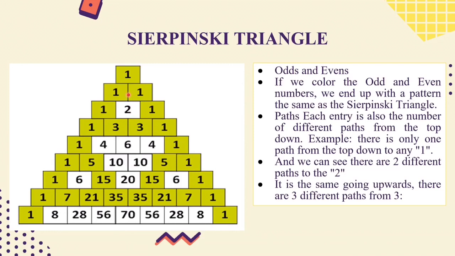It is the same going upward. There are 3 different paths to 3. So if we start and go upwards, here is the 3, 1, 2, 3. So that is again correct.